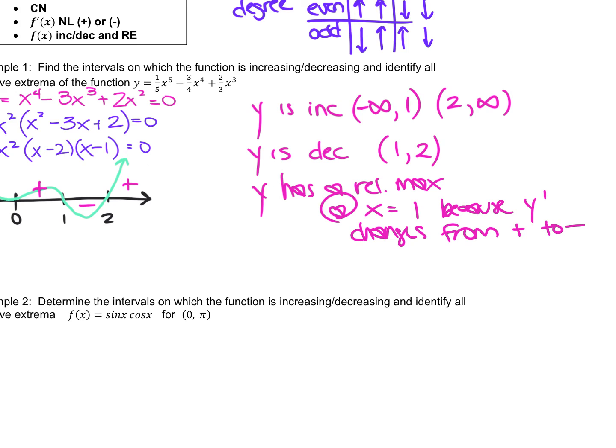What tells you that? So then I would also say y has a relative minimum. Where's that going to happen? At x equals 2 because why?